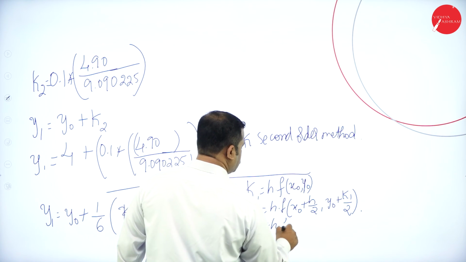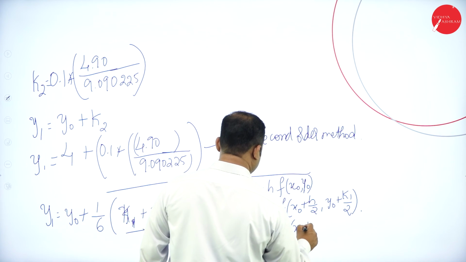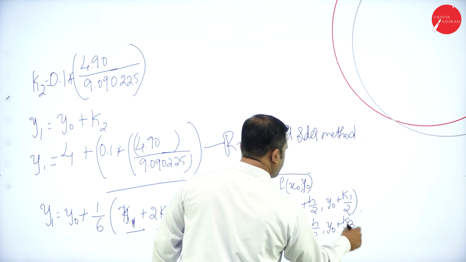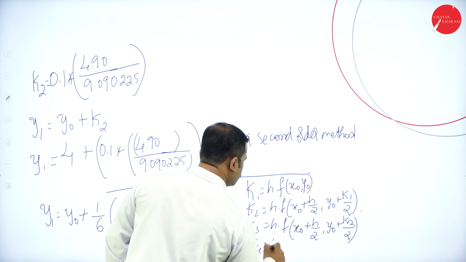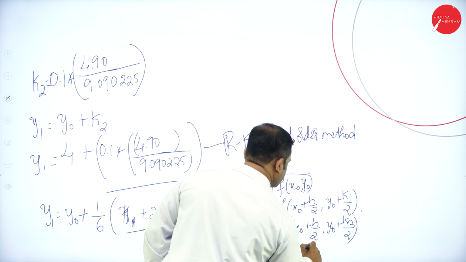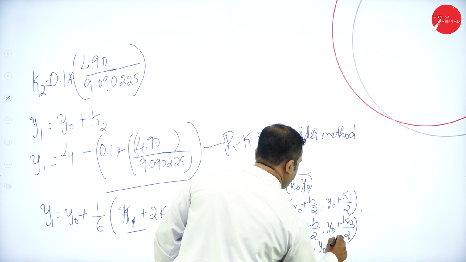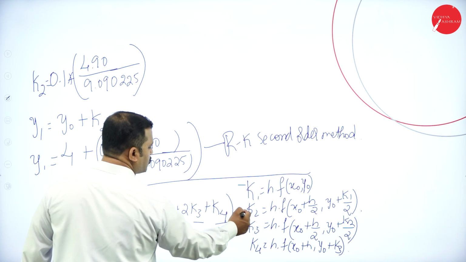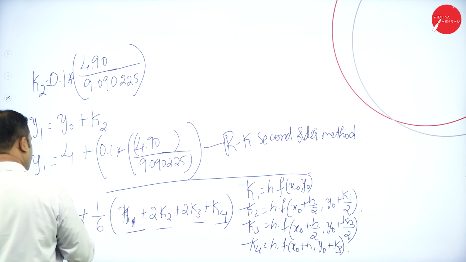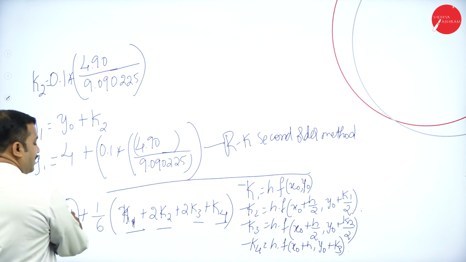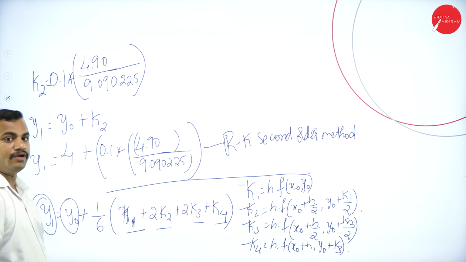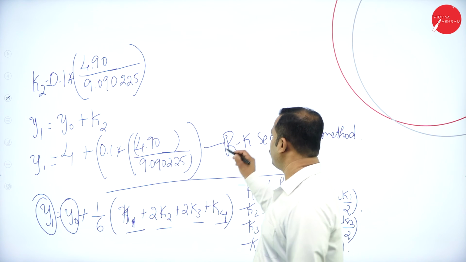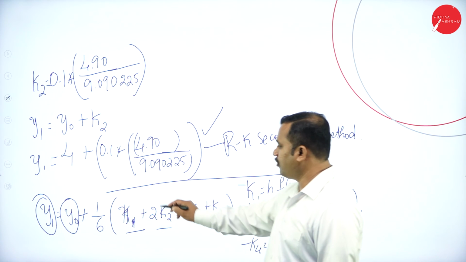Then k3 is equal to h into f of x0 plus h by 2 comma y0 plus k2 by 2. We have this term. Then k4 is equal to h into f of x0 plus h comma y0 plus k3. So you will get the values for k4. If you substitute these values of k1, k2, k3, k4 into this equation, you will get the value of y1 by adding that with y0. So that is the value we are going to use to find out the Runge-Kutta fourth order method. This is for second order method. This is for fourth order method.